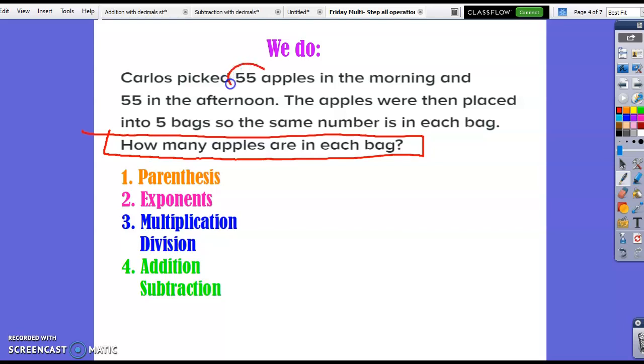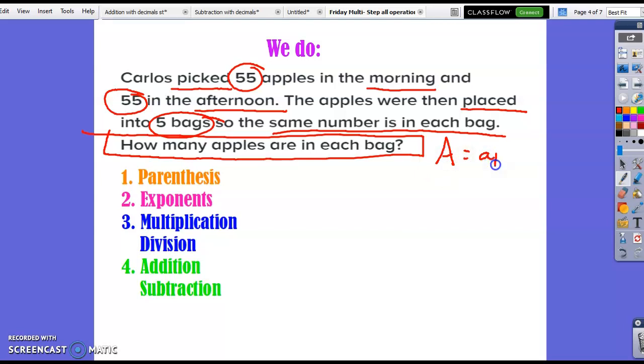He had 55 apples in the morning and then another 55 apples in the afternoon. That sounds like I'm going to have to add. The apples were then placed into 5 bags with the same number in each bag. So it sounds like we're separating out equally, which also sounds like division. How many apples are in each bag? So I'm going to put my variable as A as apples.